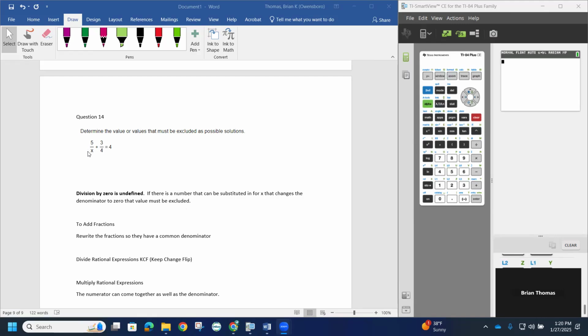Notice how x is in the denominator. That x cannot be changed into a zero. If it does, then this problem will not work because 5 over 0 plus 3/4. If I look at that expression, notice that 5 over 0, if I put that into the calculator, 5 divided by 0, notice how the calculator says there's an error. The reason is you cannot divide by 0.